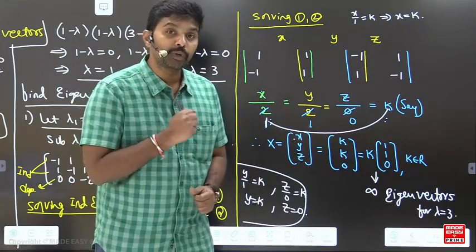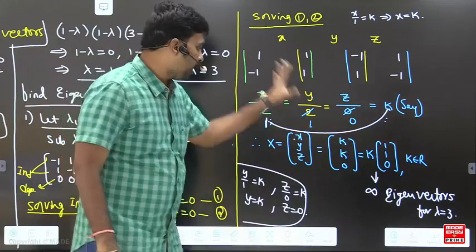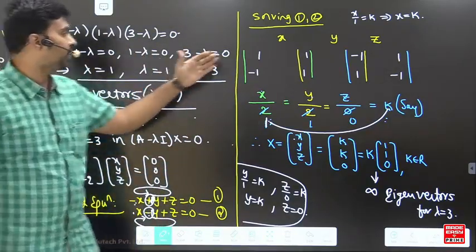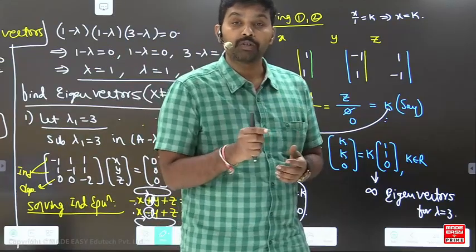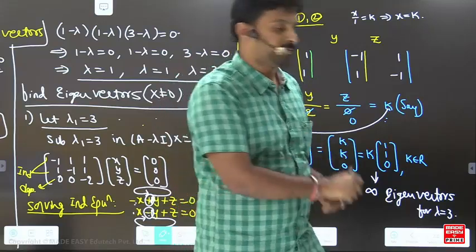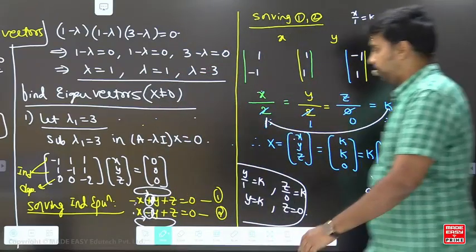But my question to you is, lastly, I will ask you the question, but now I hope you understand how to find the eigenvalues and how to find one eigenvector for lambda equal to 3. Next I will show you how to find the eigenvector for the repeated lambda equal to 1. Please copy this.